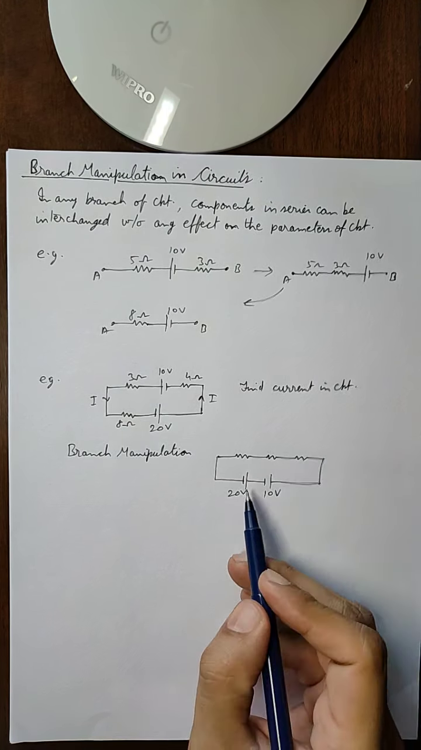So this circuit can be redrawn in the form of this circuit, in which the battery will have an EMF of 30 volts, and the equivalent resistance of the circuit will be equal to 8 plus 3 plus 4, which is 15 ohms. Now since the circuit is reduced, we can easily find I by Ohm's law. So it will be 30 by 15, which is 2 amperes.